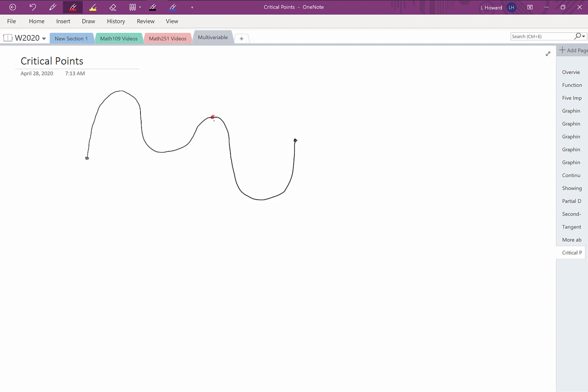So this point is higher than all the points around it. Informally, you could say it's a hilltop. Proper terminology, either called a local or relative max. So let's go with the shorter name and just call it a local max. Similarly, this point here is lower than all the points around it. Informally, you could say it's a valley, but in proper terminology, we'd say that's a local min. Local minimum, local maximum are those 2 points.